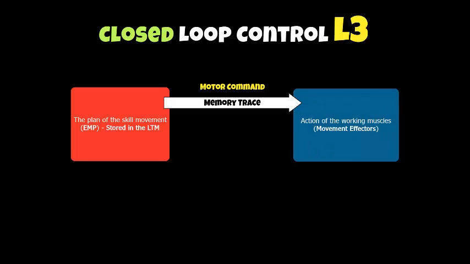And the final loop control takes longer still. It is what we call closed loop control level 3, and again it's the same process. So I've got my skill of a movement, an EMP, stored in long-term memory. Again, the brain designs a motor command and sends the command through a memory trace to the action of the working muscles so I can perform my skill. And with closed loop level 3 we get 2 forms of feedback. We get feedback from kinesthesis like we just did in level 2. So we're getting, what does this skill feel like at the moment? Am I doing it correctly? Got to feed that information back to the brain, back to the executive motor program.